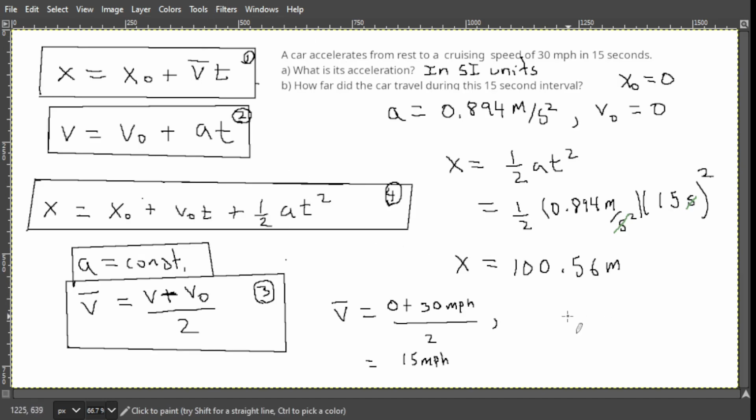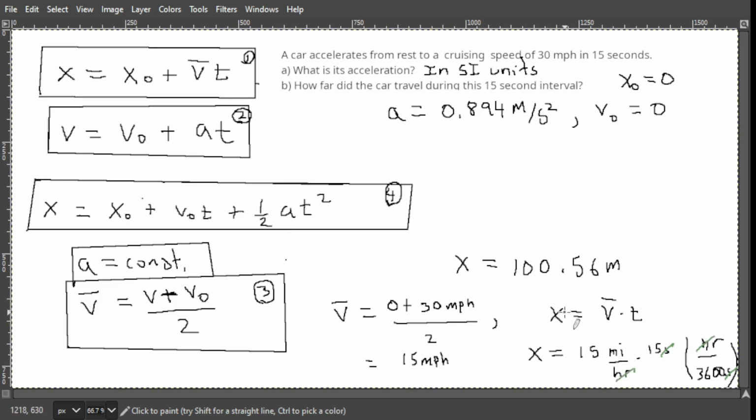using this equation now over here, x is equal to x0, remember x0 is 0, plus v average times t. Here v average is 15 miles per hour. Time is 15 seconds. So how can we go about this? Maybe I'll convert seconds to hours. Let's do it that way. Miles per hour times 15 seconds. But then I need 1 hour is 3,600 seconds. That'll convert that. That seconds will cancel with that seconds. This hour will cancel with this hour. And I'll get my answer in miles.